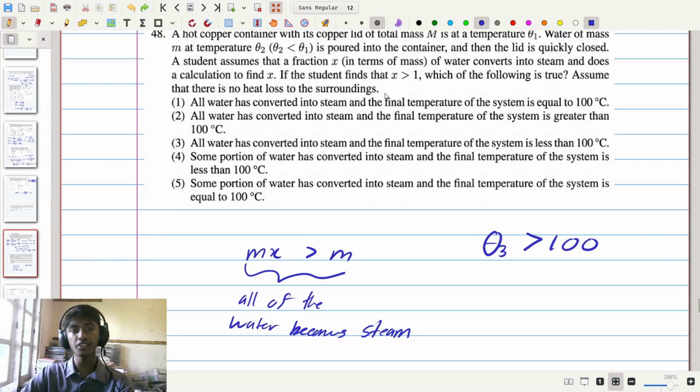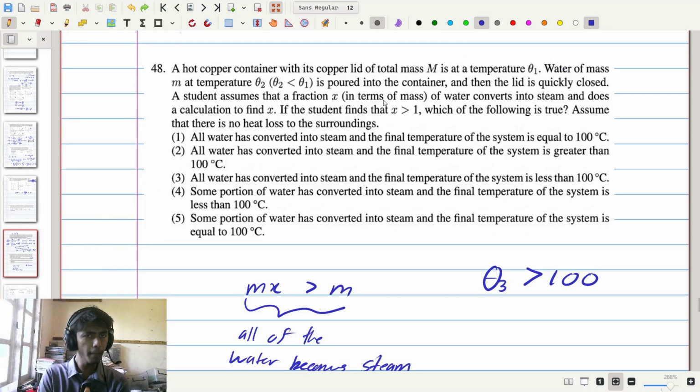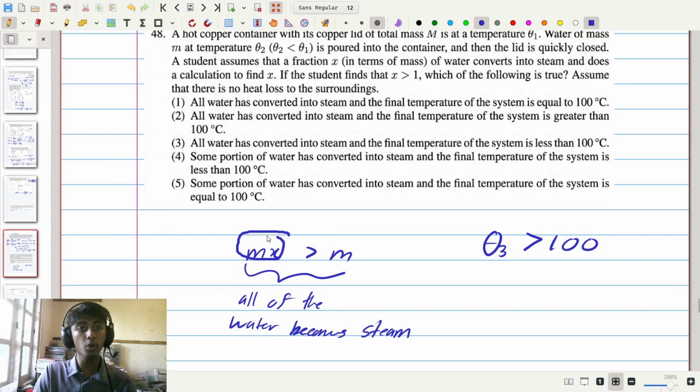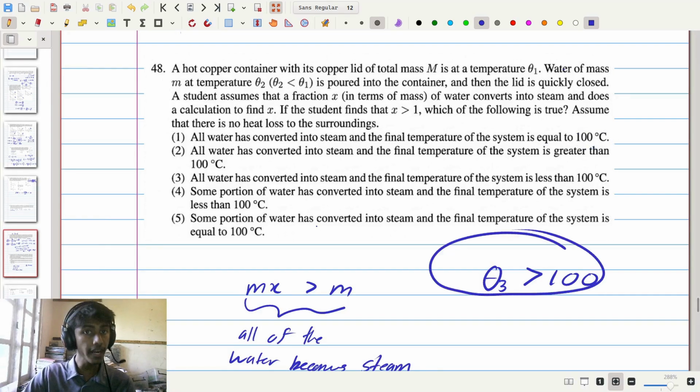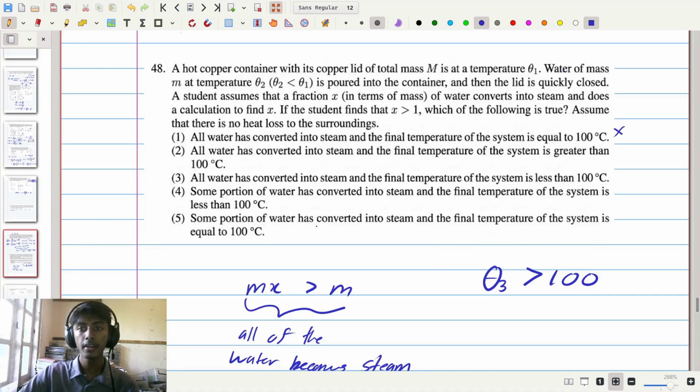Now looking at the answers, the first answer says all the water has converted into steam, which is correct, but the second part says the final temperature of the system is equal to 100 Celsius. If the temperature was equal to 100 Celsius, then if you add some more water in, it would be less than 100 Celsius, and therefore none of that water would boil. But here, since we know that more water could boil, it cannot be correct. So answer 1 is wrong, because it says it's equal to 100 Celsius when it should be greater than 100 Celsius. Now moving on to number 2.